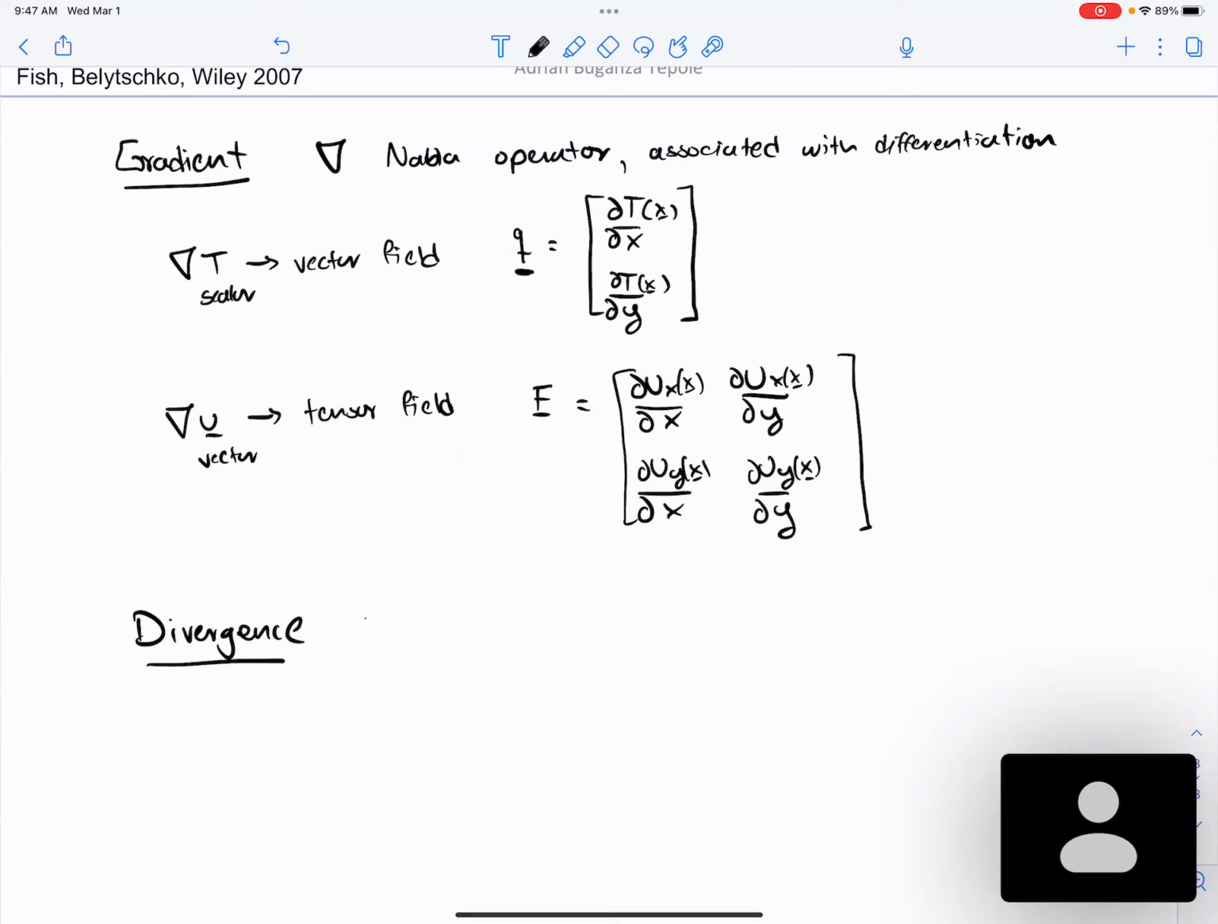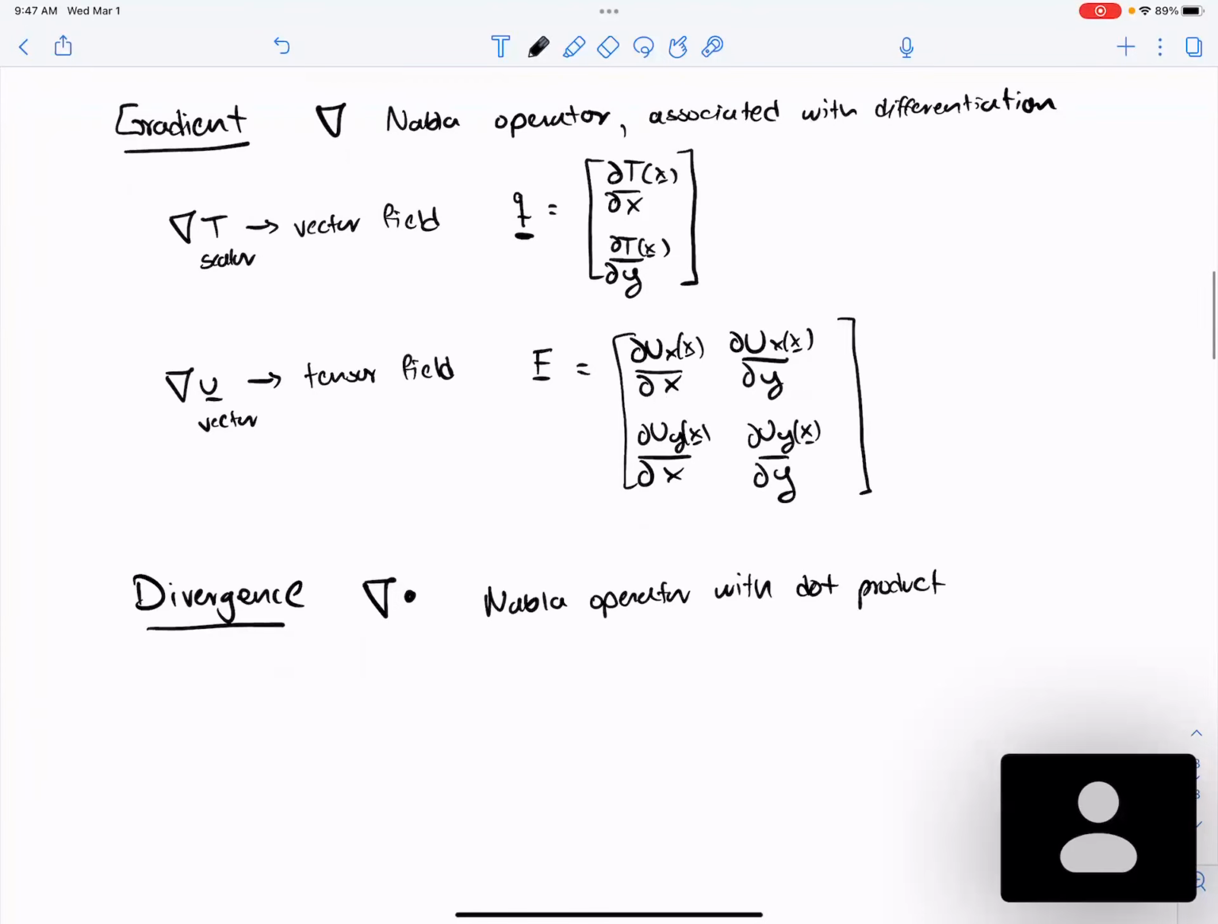The divergence typically is with the nabla operator and a dot product. So it's nabla plus a dot product. It is also associated with differentiation because there's a nabla involved.